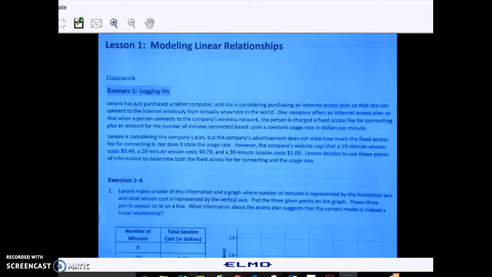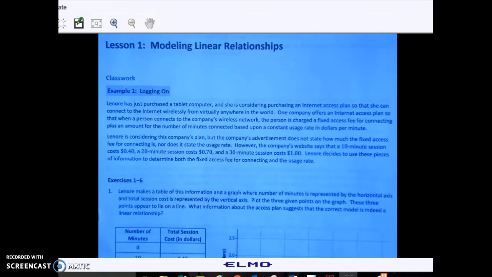What it tells in the advertisement is that it's a constant rate. So the first 10 minutes and the last 10 minutes, you're charged the same rate for every minute you use. It doesn't cost more the more you use it. And it tells you that a 10-minute session costs 40 cents, a 20-minute session costs 70 cents, and a 30-minute session costs $1. So we're going to use these pieces of information and try to conclude how much the connection fee is and how much the usage rate is.